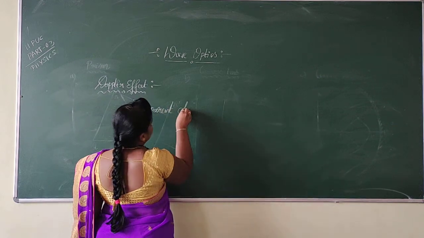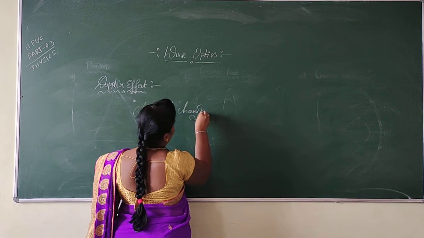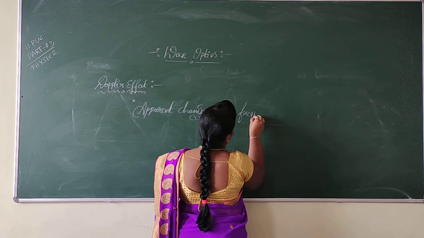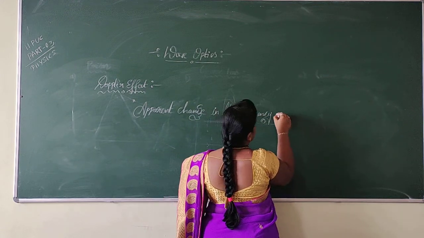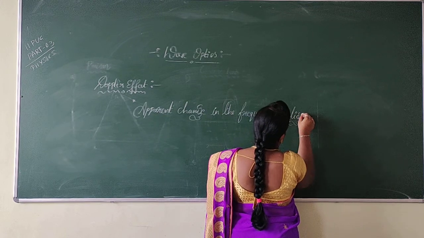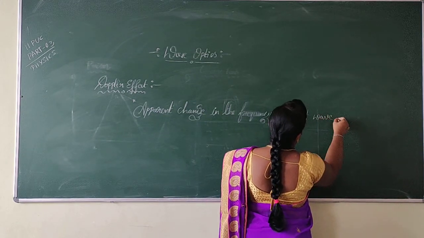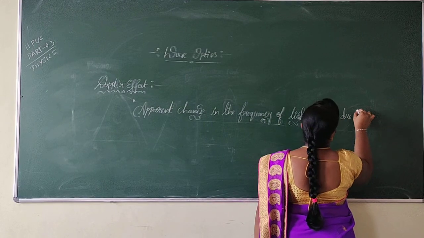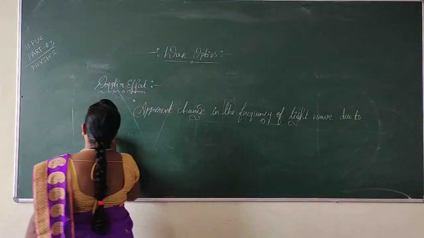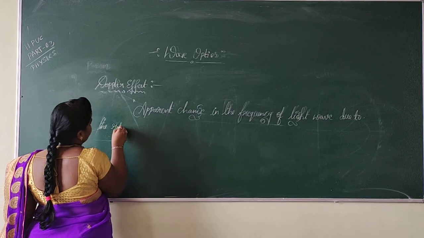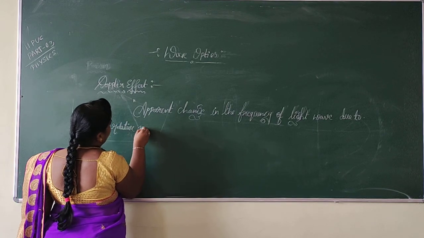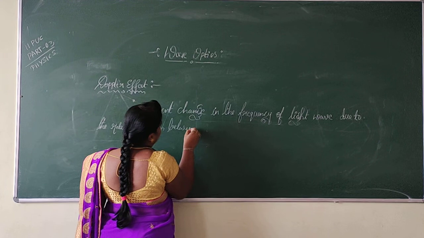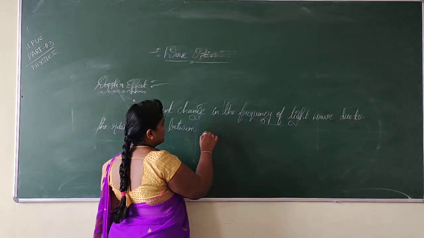The apparent change in the frequency of light wave, right, in the light wave due to the relative motion between, which one? Source and observer.